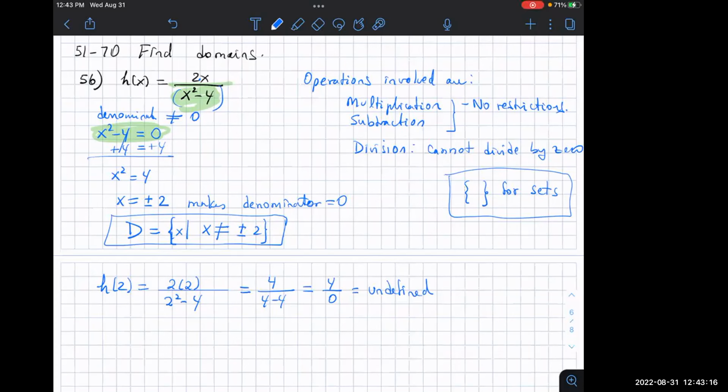Wait, can you read the denominator? Yeah. So let me spell it out correctly. Denominator. Then the denominator 0. And for division, we cannot divide by 0. So we actually don't want those values.